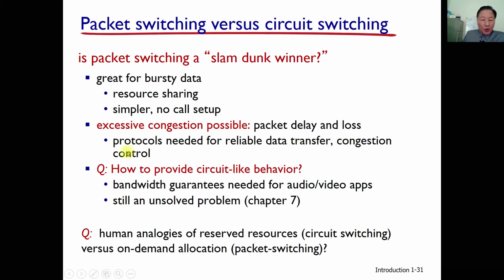Why do we need these protocols? Later we learn about this one, because these protocols try to solve this problem. We learn anyhow later in detail about that. How to provide a circuit-like behavior.